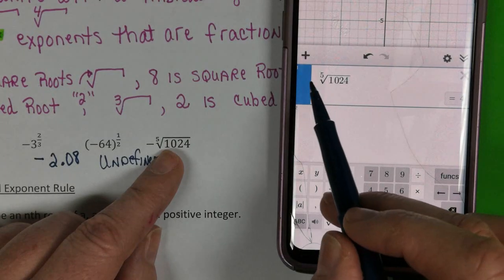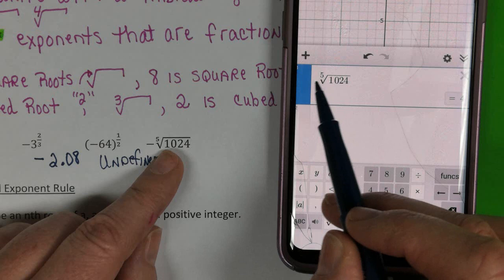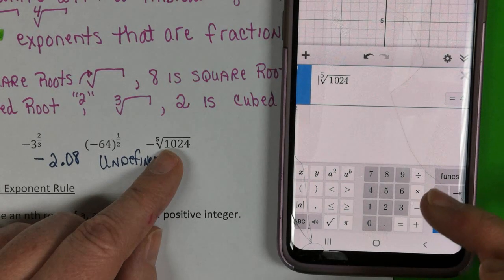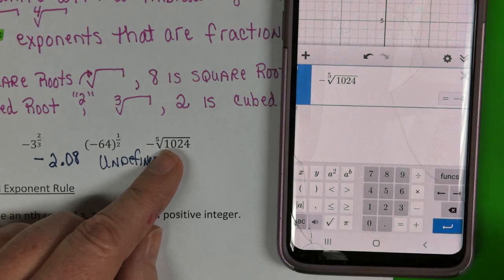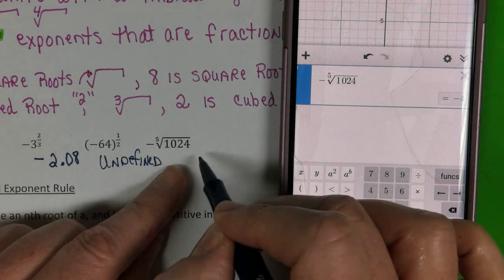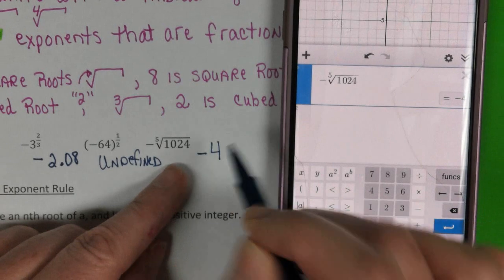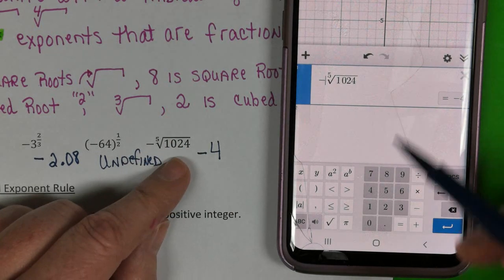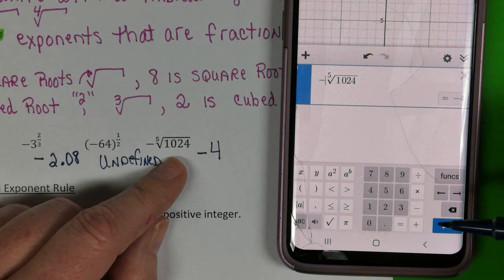And I forgot to put the negative sign out front, but because it's out front, that just means, well, let's see, maybe I can add it in there. There we go. Okay, so all that does is change it to -4. So we're not going to probably have a lot of problems like this year, but I just want you to see it and see that's how you would do it in the calculator.